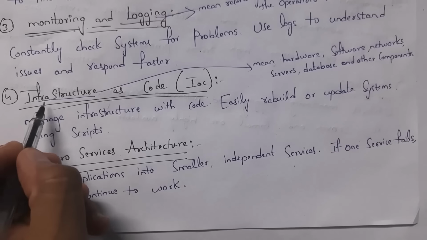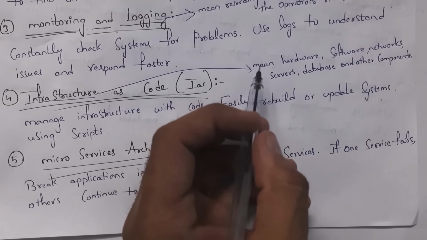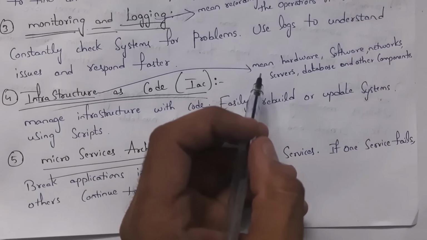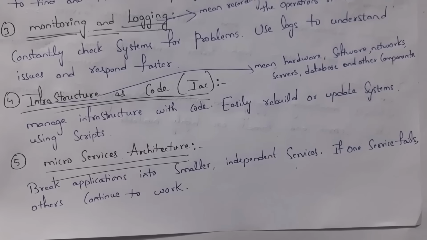Fourth one is infrastructure as code. Hardware, software, networks, servers, databases, all this comes under infrastructure. Guys, whenever you develop any software, then you need to set up hardware, you need to set up a database, and you need to set up servers. So instead of manually setting up all those things, DevOps uses automation. Based on the software, by using various kinds of automation tools, DevOps will configure hardware, software, servers, database, and so on.